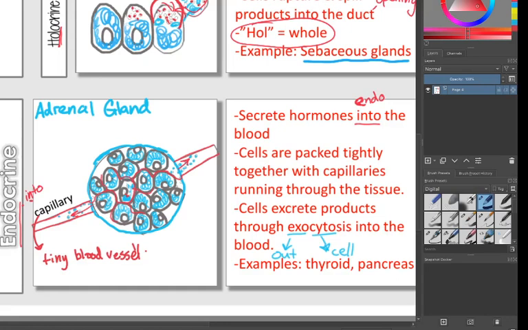And so these cells will secrete or excrete their products through a process called exocytosis. And so exocytosis, exo means out and cyto means cell, so it's going out of the cell. So they secrete their products out of their cell and it goes directly into the bloodstream.